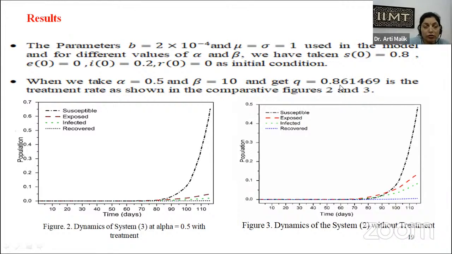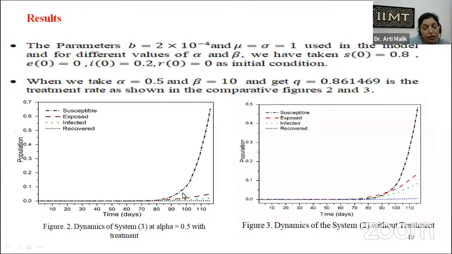and Q equal to 0.86146, and we have to find the treatment rate before treatment. This value is shown in the graph: this is the number of susceptible, this is the number of exposed, and this is the number of infected persons. This is after treatment. Before treatment, we get the number of exposed persons, infected persons, susceptible persons, and recovered persons.